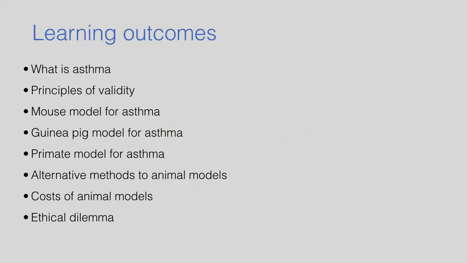The learning outcomes that we are going to look at today are: what is asthma, the principles of validity, and the three models that we're looking at today, which are the mouse model, guinea pig model, and the primate model. We then also look at alternatives to the animal models, and conclude with the ethical dilemmas that we face.